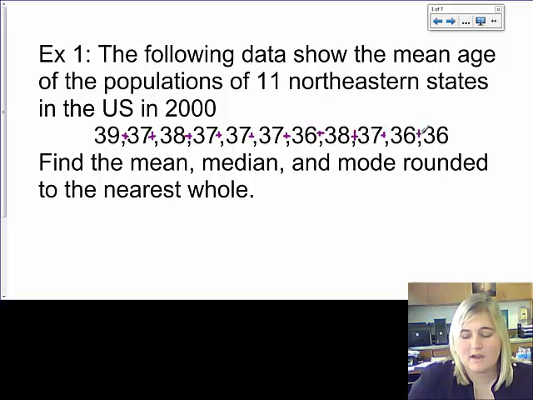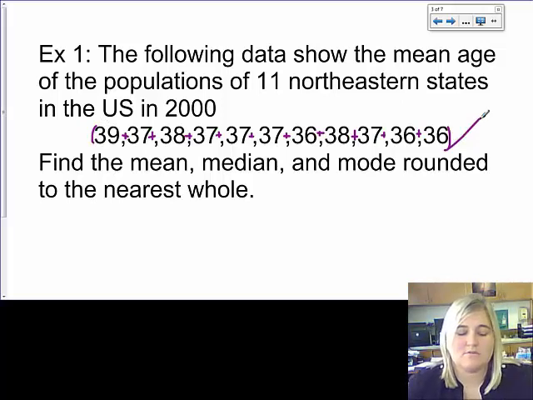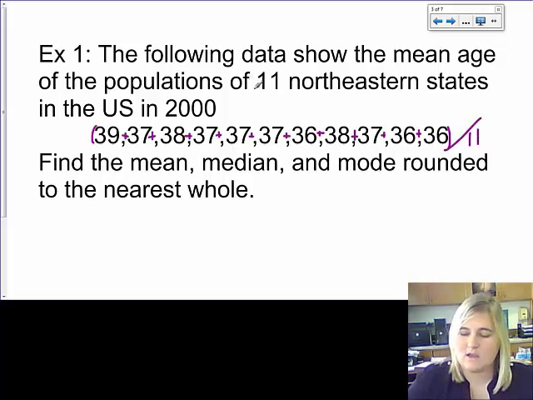Okay, so we're going to add all these up, and then we're going to divide them. I'm going to put it in parentheses for the sake of trying to be correct. And I'm going to divide them by 11, which I didn't need to count because it says in the word problem that there are 11 northeastern states. Okay, so whenever I add all of these, 39 plus 37, 38, 37, 37, 37, 36, 38, 37, 36, 36, which gets me 408.